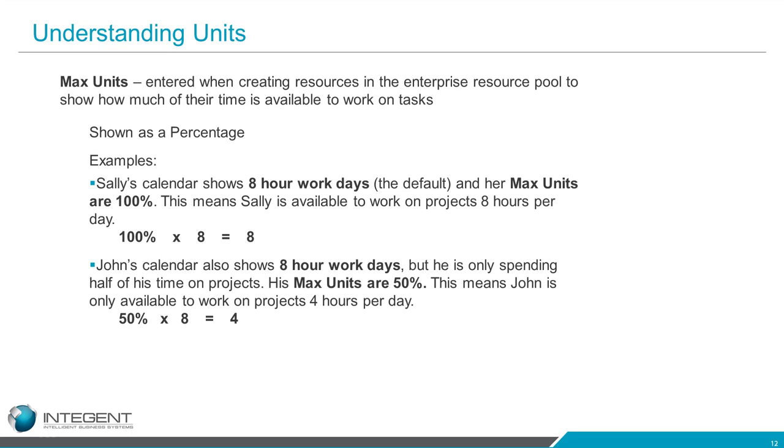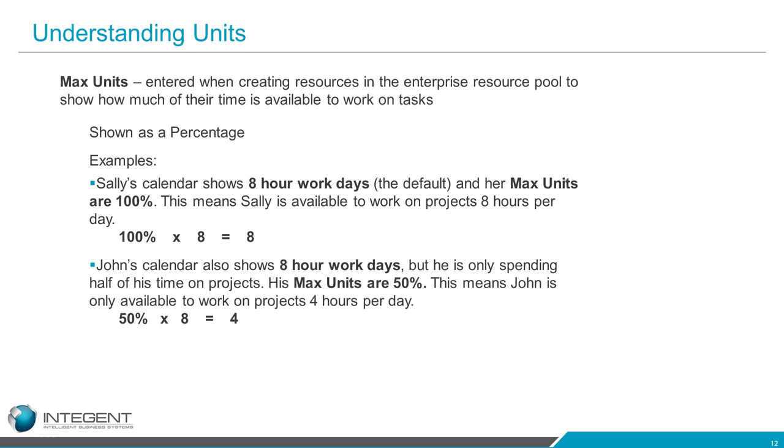Maximum units, again, is shown as a percentage. This is entered in the enterprise resource pool. You're not going to be able to adjust this, and I'll demonstrate that for you in a moment. But here's an example. Sally's in your system at 100%, so that means she's going to be working on something 8 hours a day.